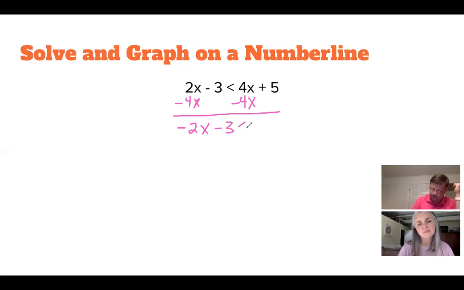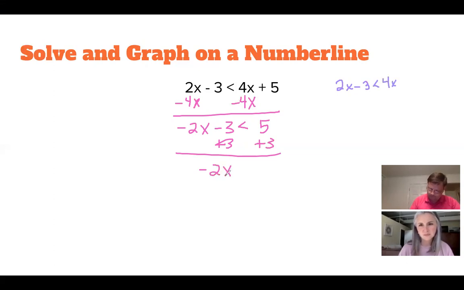Now, if you are math savvy, like a math savant, you might have subtracted 2x and, oh wow, I don't have to worry about the flip-a-roo thing. But we'll talk about that maybe later. So I want to add 3 to both sides. And so I get negative 2x is what?